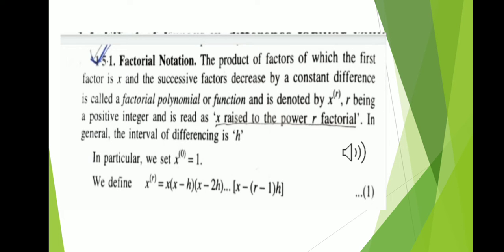Factorial notation: the product of factors of which the first factor is x and successive factors decrease by a constant difference is called a factorial polynomial or function and is denoted by x raised to the power r factorial, r being a positive integer, and is read as x raised to the power r factorial. In general, the interval of differencing is h. In particular, we set x raised to the power 0 factorial is equal to 1.